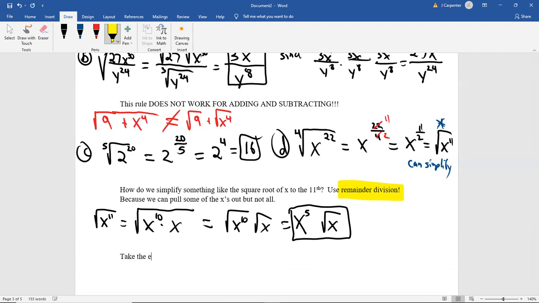Take the exponent. We've already been doing really. The number of times, outer, and the remainder, inner.